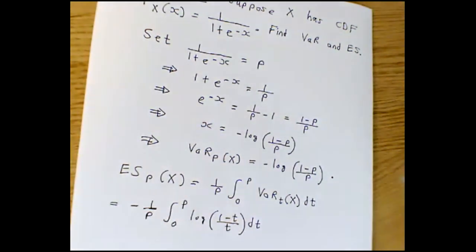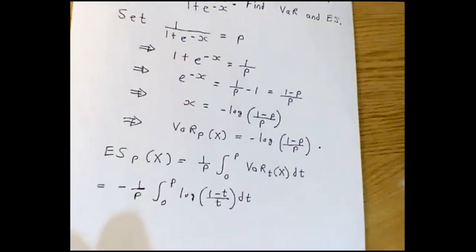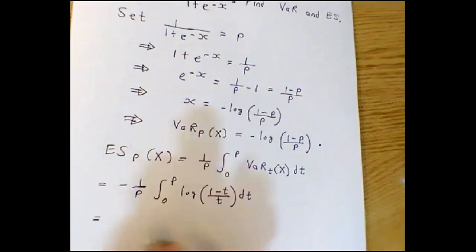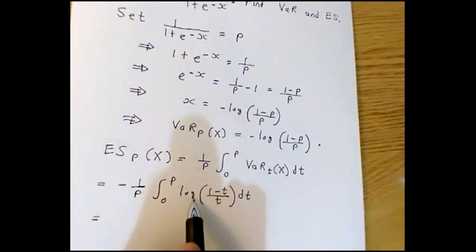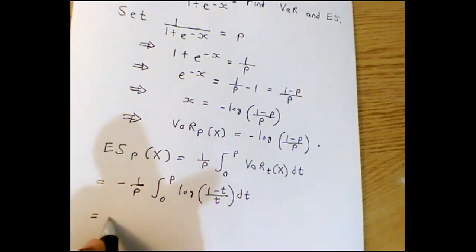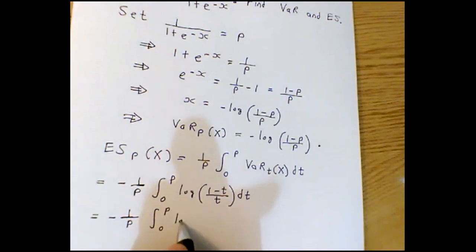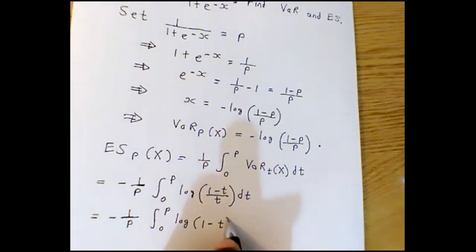Now, any ideas on how to do this integration, guys? I'm sure you guys know integration better than I do. I mean, you can do it in several ways. One way is to split this integration into two, because you can write log of 1 minus t by t as log of 1 minus t minus log of t, so you have two different integrals. The first integral is this one, and the second integral is dt, sorry.